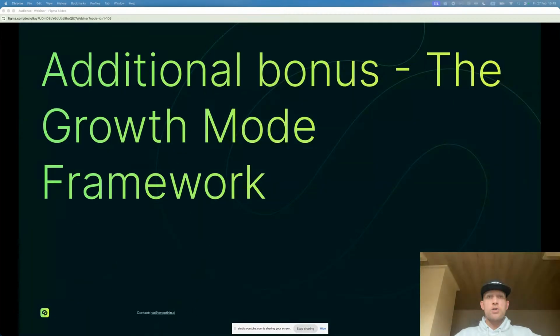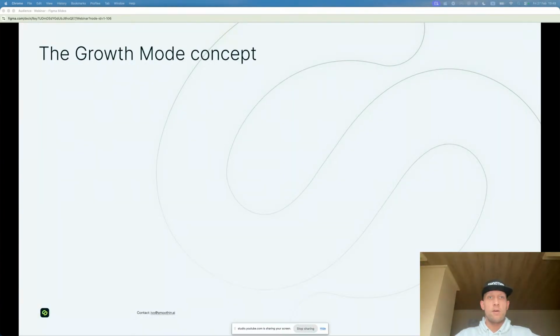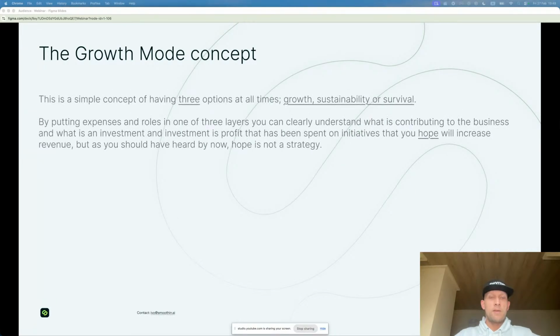So here's an additional bonus for you guys to use at your own will. The first one is called the growth mode framework. Basically, the growth mode concept is simply dividing your expenses into three layers. You have growth, sustainability, or survival modes. By putting expenses and roles, so specific people's positions, in one of the 3 layers, you can clearly understand what is contributing to the business and what is an investment. Keep in mind that investment is always profit that has been spent on initiatives that you hope will work. As you should have heard by now, hope is not a strategy.